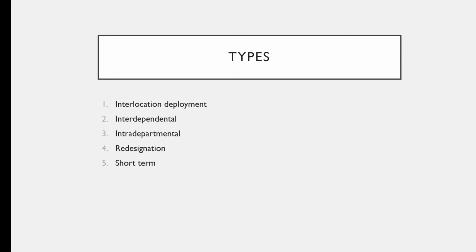Second one is interdepartmental. Interdepartmental is shifting staff from the current department to another department. Okay. Moving from medical to surgical, for example. Third, intradepartmental: within the same department itself we are moving the staff. Okay, maybe from maternity ward to the gynae ward or prenatal to postnatal, like that.